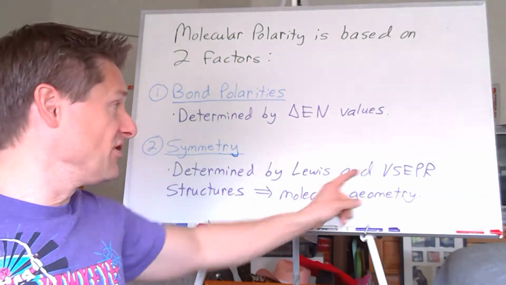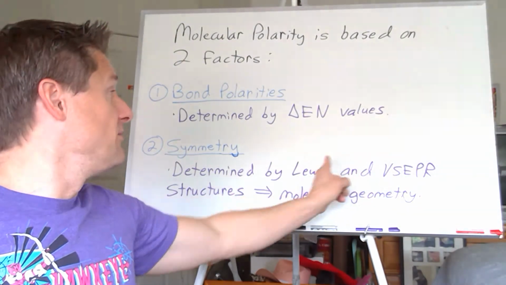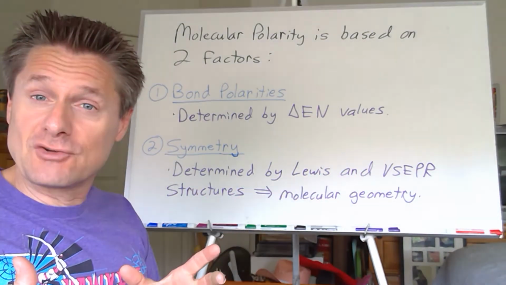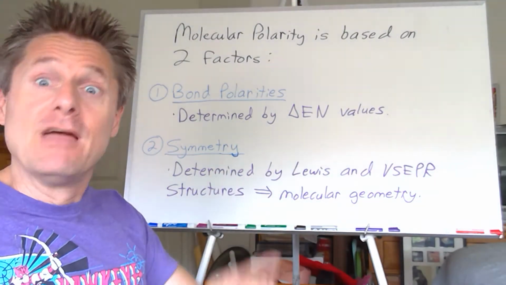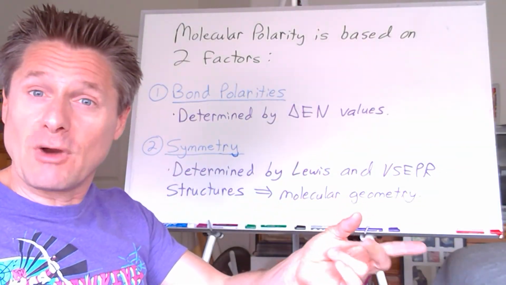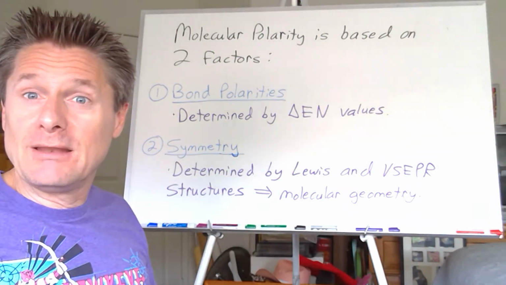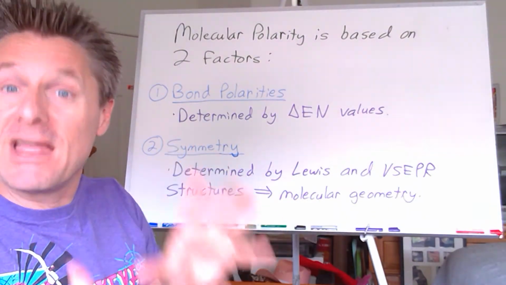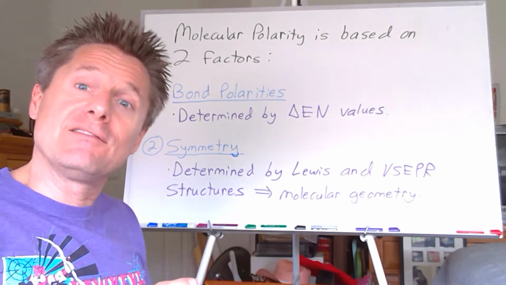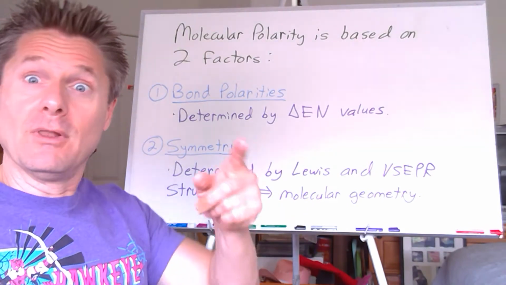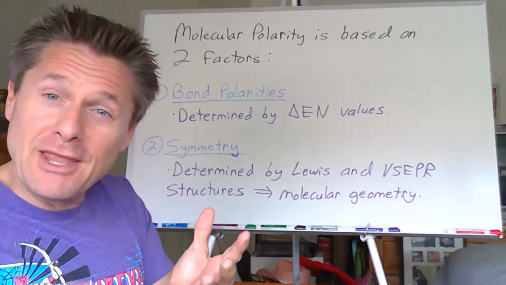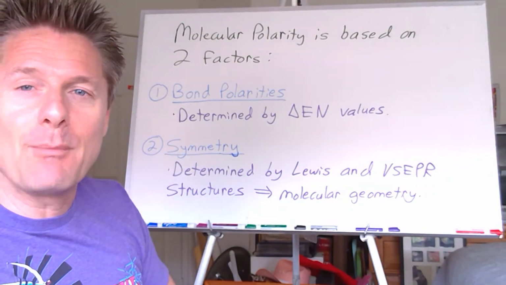So symmetry, of course, is based on VSEPR structures, which is based on Lewis structures. So you got to draw the Lewis structure, and that tells you what kind of bonds you have. From the Lewis structure, you draw the VSEPR structure with the dash-wedge model. And then from that, you get the molecular geometry and all the bond angles, and then you can tell, well, that's symmetrically arranged or asymmetrically arranged. Let's peel off another layer of the onion and look a little bit deeper, and then we'll do some examples.